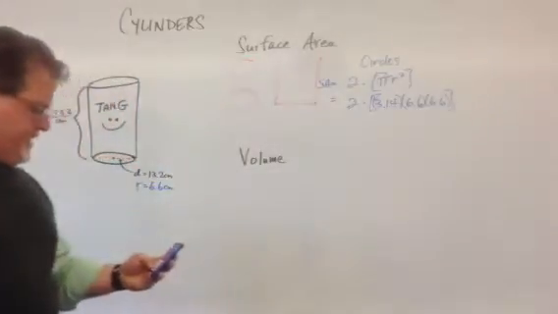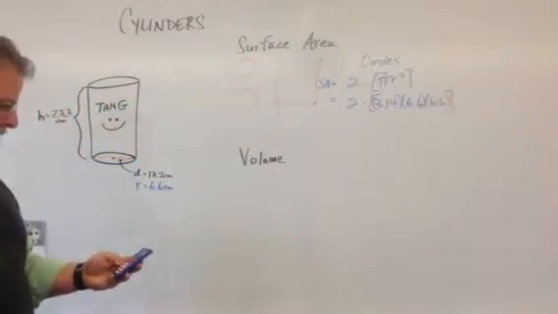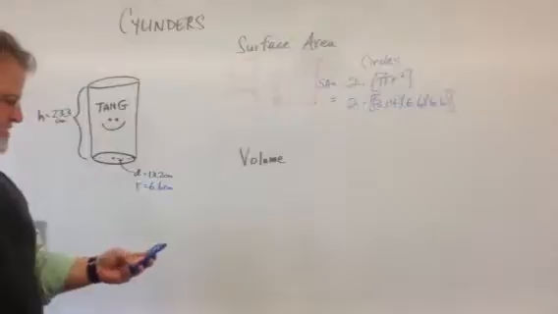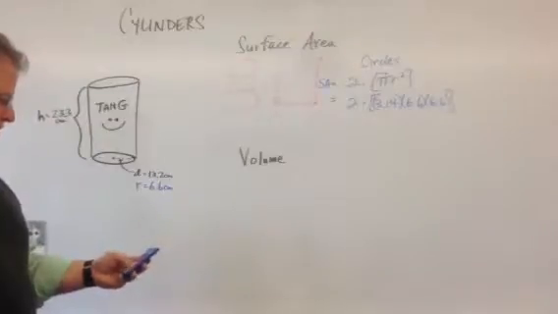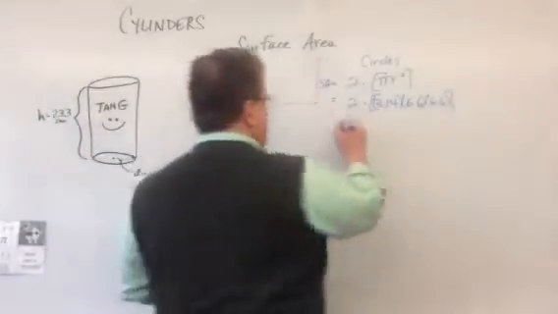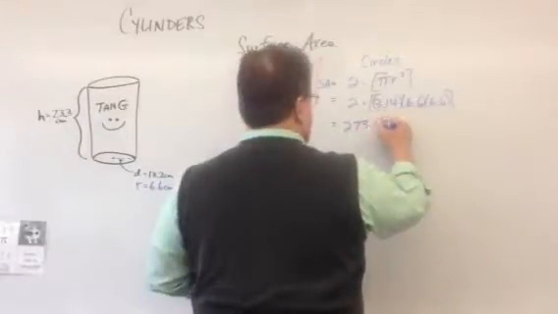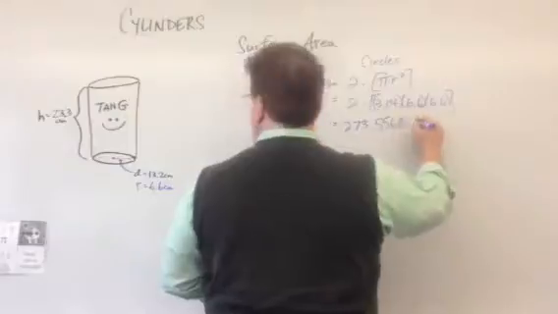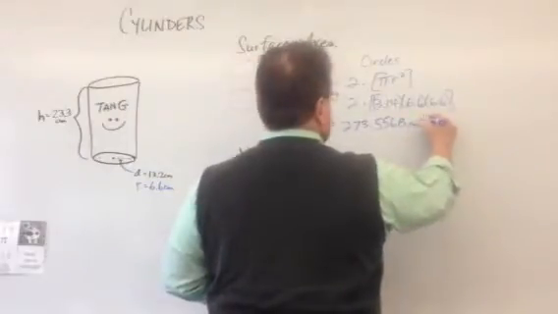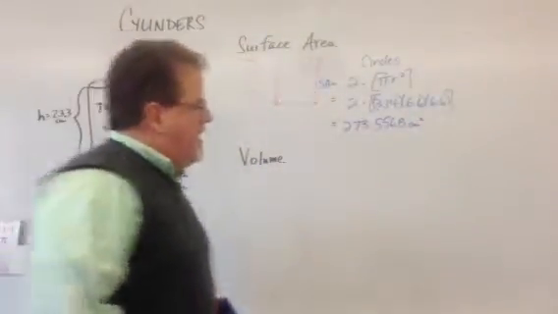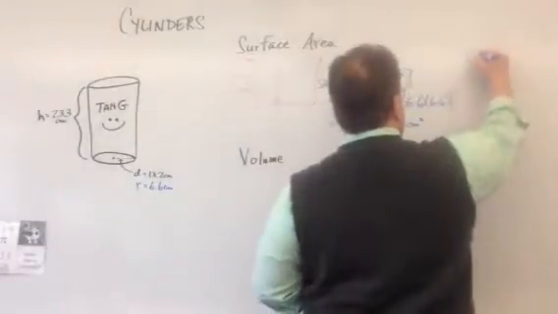So we have 2 times 3.14 times 6.6 times 6.6 equals the surface area of the circles, 273.5568 centimeters squared. Then we have the rectangle body.